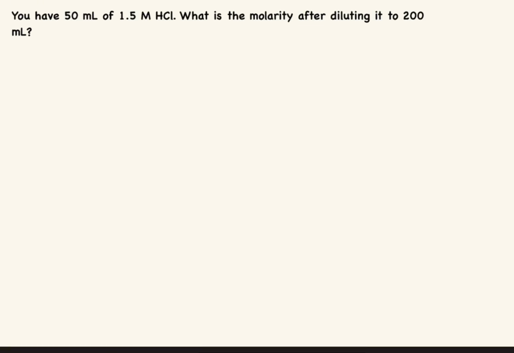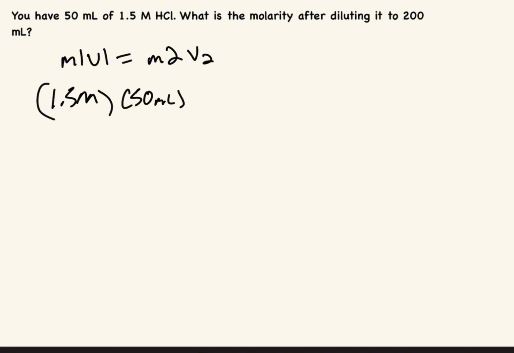For this one, we're given 50 mLs of 1.5 molar HCl. What is the molarity after diluting it to 200 milliliters? So we'll just write our equation first and then go from there. And we are given 1.5 M HCl, so I'll put that in parentheses, and it's 50 milliliters of 1.5 M HCl. So therefore 50 milliliters will be our volume 1, and that's equal to M2V2. What is the molarity after diluting it to 200 milliliters? So that's going to be our volume 2. Therefore, we're looking for our concentration 2.